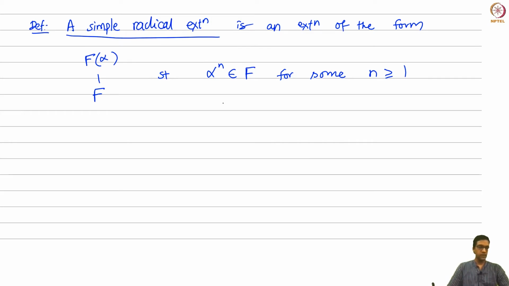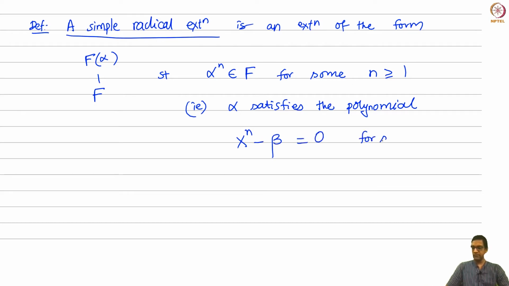In other words, alpha satisfies the polynomial x to the n minus beta equals 0, for some beta which belongs to the base field. So it's another way of saying you take some element of the base field and you adjoin some nth root of that element. That's what we are doing in these examples.